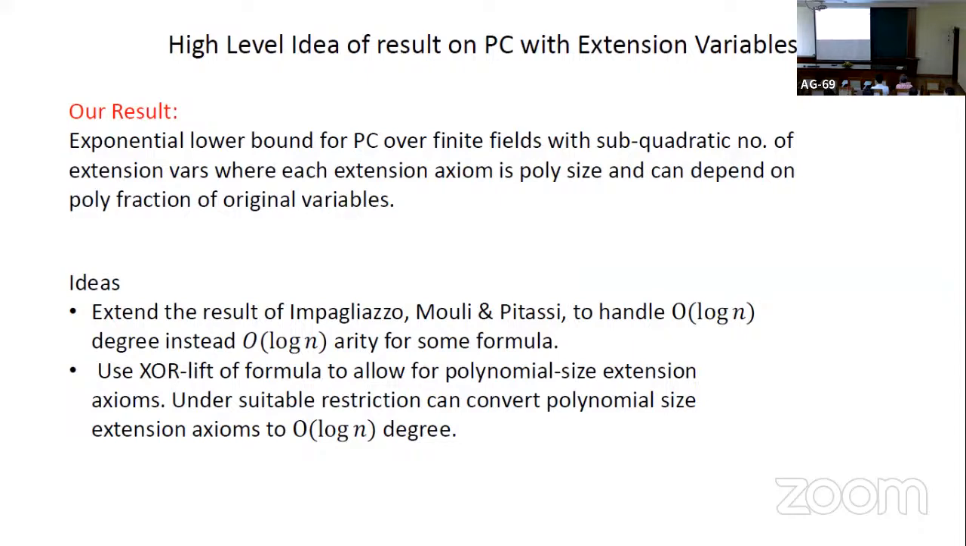Let's wrap it up. There are two things. One is that we extend the result of Impagliazzo and Pitassi to allow for log n degree instead of log n arity, for some formula. The second thing is that we do XOR lifting so that we can handle poly-size extension axioms, because we can do some restriction to convert those poly-size extension axioms into log n degree. And then we can apply our idea 1 to handle the log n degree. It's very high level.